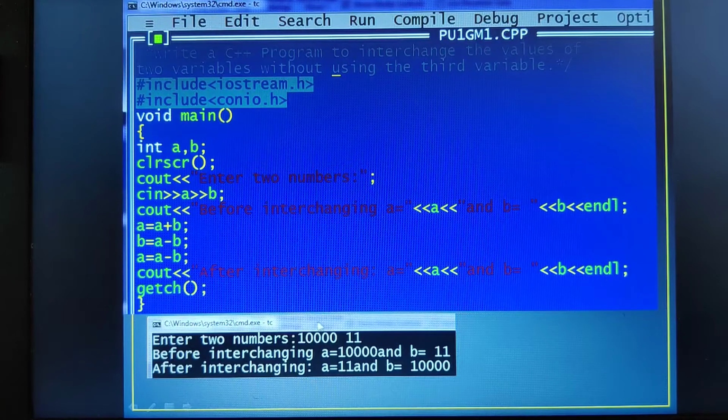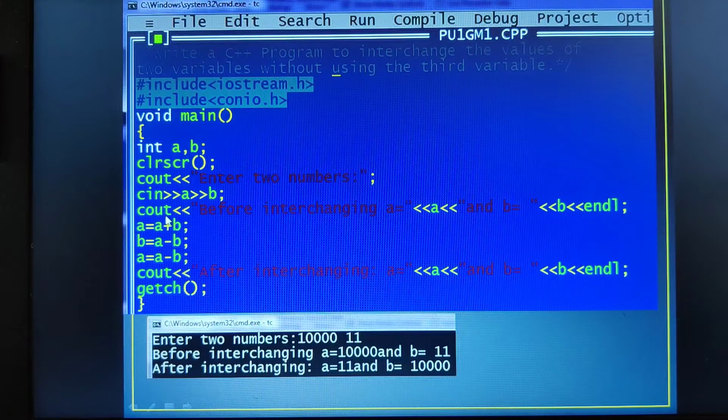So when it asks to enter the 2 numbers, I have given the first number as 10,000 and then I have given 11. Since I have given the first number as 10,000, this cin object, with the help of stream extraction, extracts the contents given through the keyboard and stores it into the computer memory. So therefore 10,000 will be stored in a variable known as a, and the value 11 will be stored in a variable known as b.